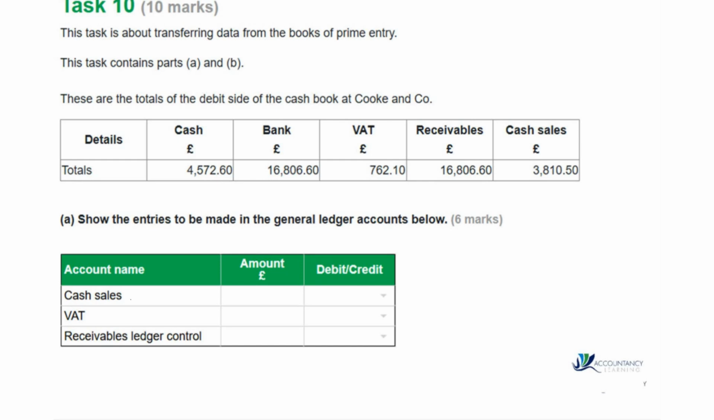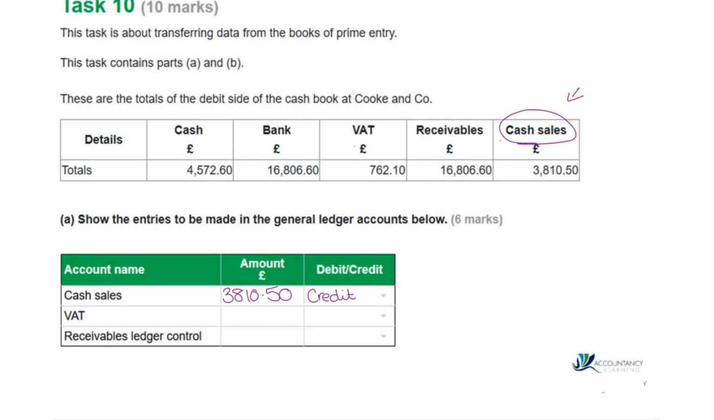We are looking at cash sales. So we've got our cash sales here, so we can put the amount of £3,810.50. And remember, this is the debit side of the cash book that we're given. So now we're looking at what the other side is going to be. Our cash sales is going to be a form of income, so we're going to credit cash sales with that amount.